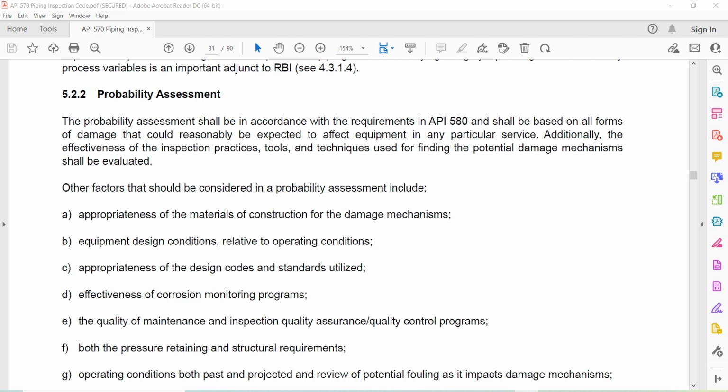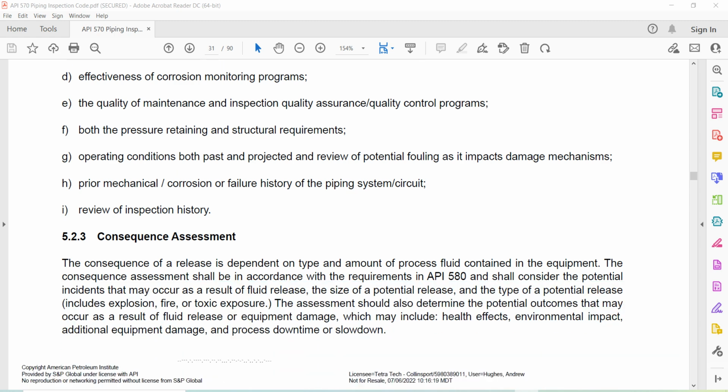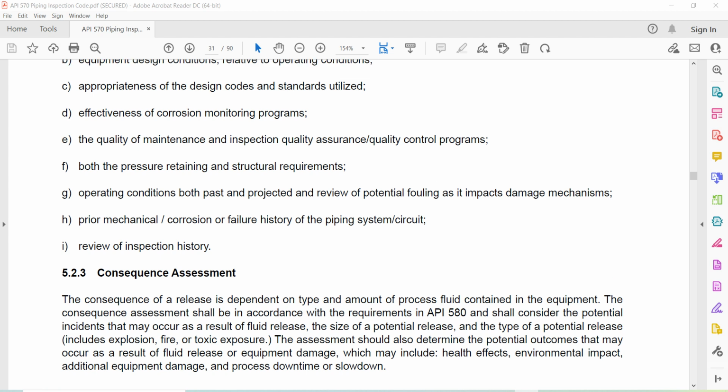Other factors that should be considered in probability assessment include appropriateness of the materials of construction for the damage mechanisms, equipment design conditions relative to operating conditions, appropriateness of design codes and standards utilized, effectiveness of corrosion monitoring programs, the quality of maintenance and inspection quality assurance and quality control programs, both the pressure retaining and structural requirements, operating conditions both past and projected, review of potential fouling as it impacts damage mechanisms, prior mechanical or corrosion failure history of the piping system circuit, and review of inspection history.